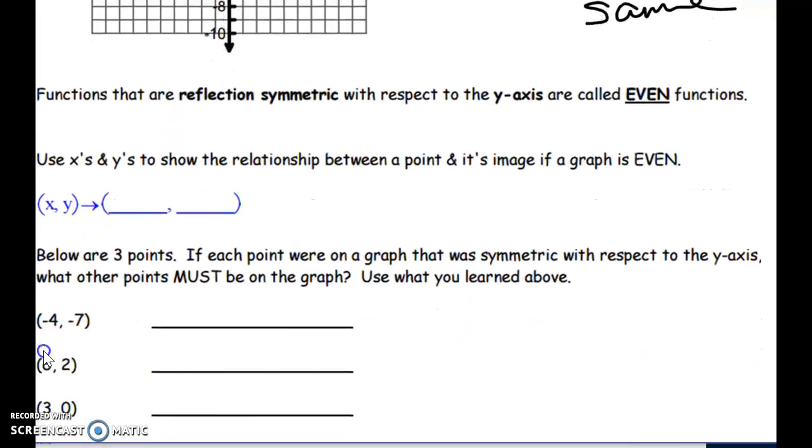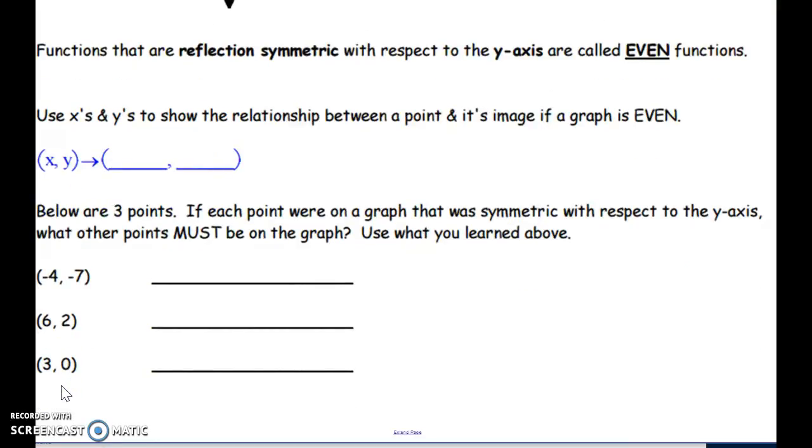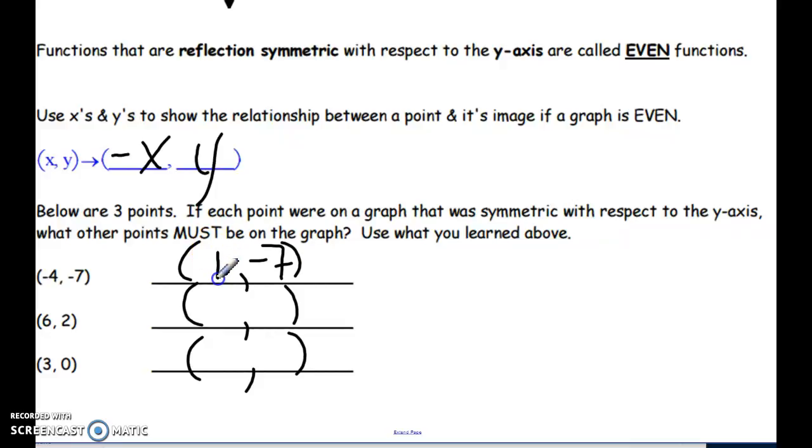So once again, we're going to write this rule using ordered pairs. So when we're reflected about the y-axis, it's the y values that stay the same, and we take the opposite of the x value. That being said, we can now do another 3 ordered pairs where we reflect each of them about the y-axis. The y value stays the same, and you take the opposite of the x value. Okay, so go ahead and finish those up and then meet me on the next page.